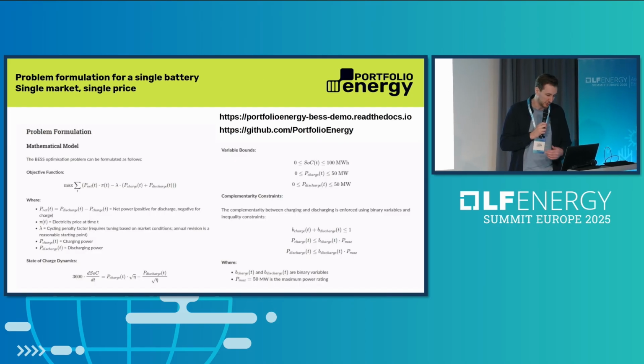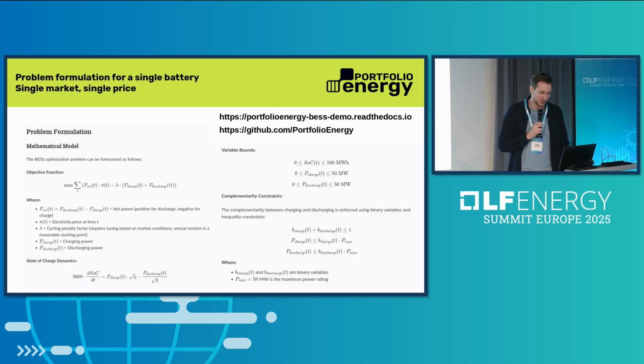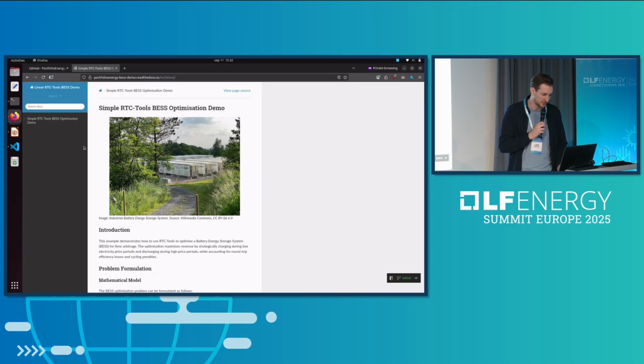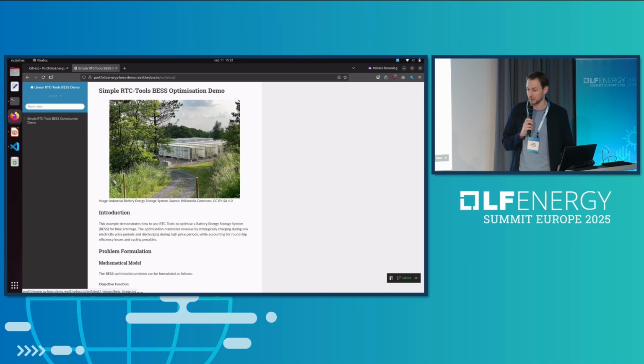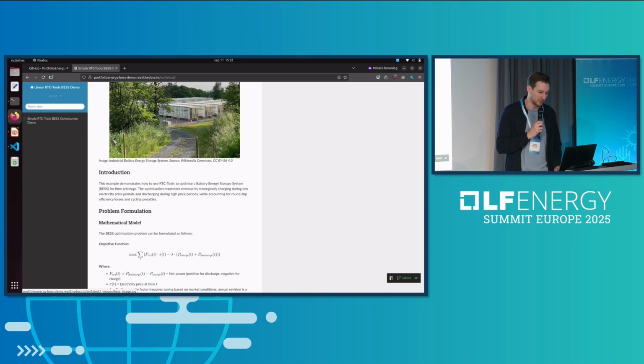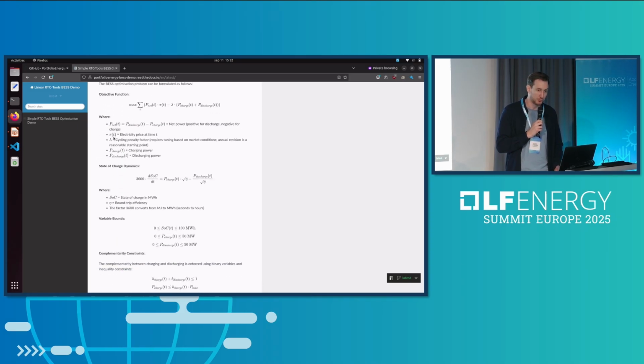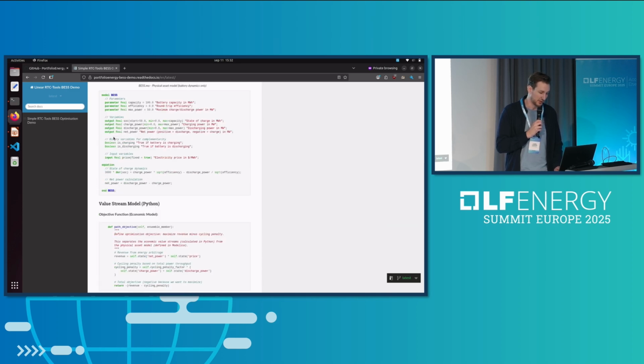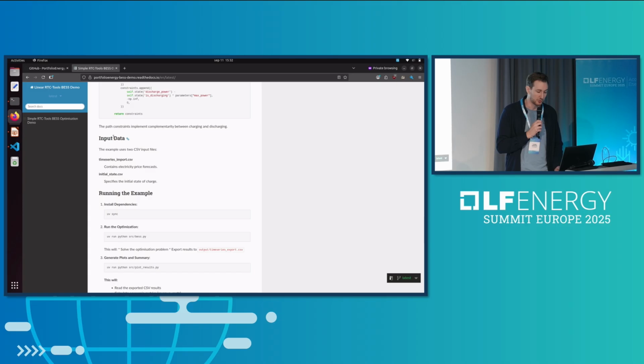Well, I can talk to all the mathematics, but you see 2 links there. It's a live demo. Quickly show. So one is the read the docs page. So this lightning talk, again, very quick. But in this read the docs page, you can go through the whole example, try to understand it. What is the formulation, and also the code and stuff at your own pace.